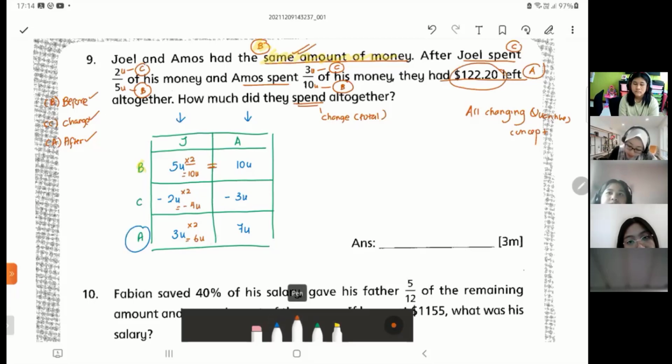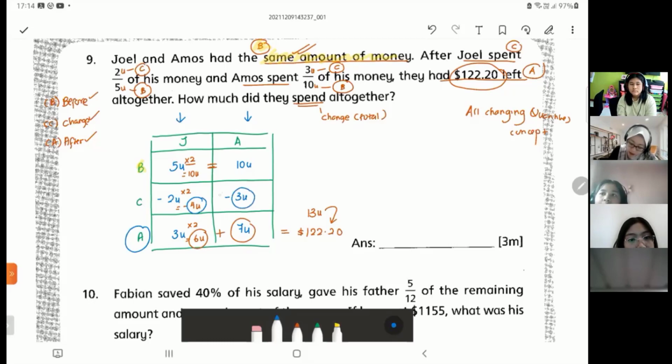Okay, so which means these two, when I add them up together, I'm going to get $122.20. So I add them up. 6 units plus 7 units equals to 13 units. That means it is $122.20. What do I want to find in this question? I want to find how much they spent altogether, which is their change. Total 4 units plus 3 units. I plus this up equals to 7 units. 13 units is $122.20.